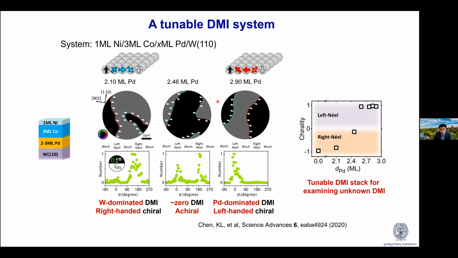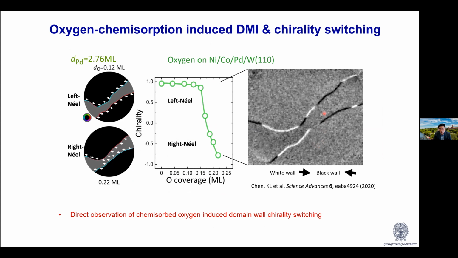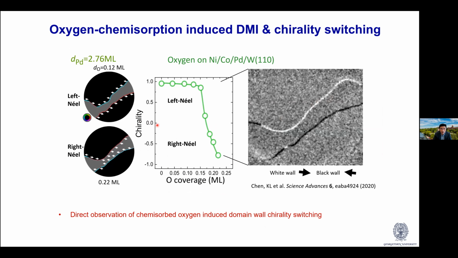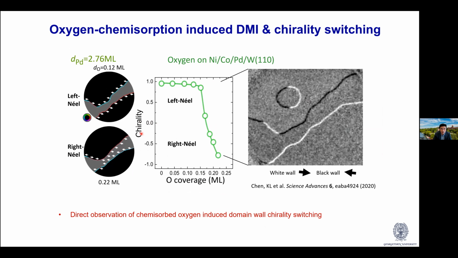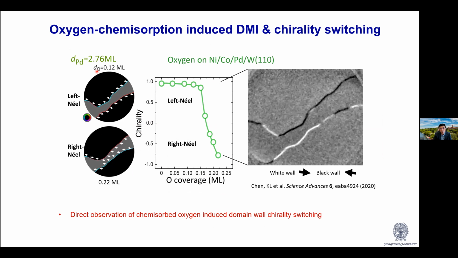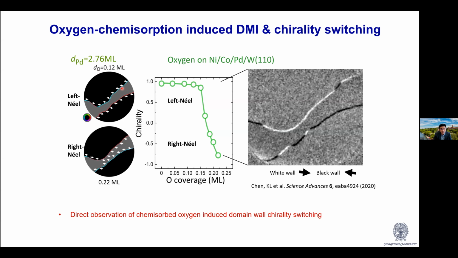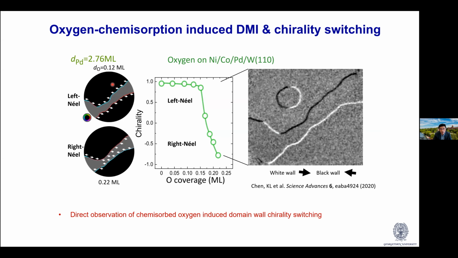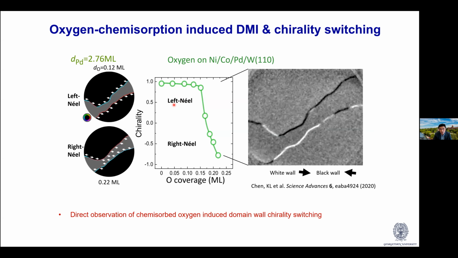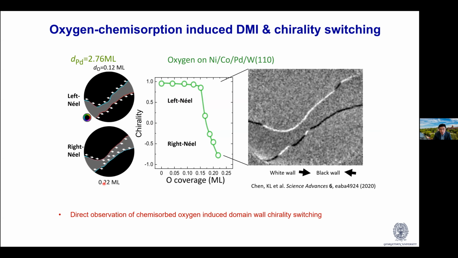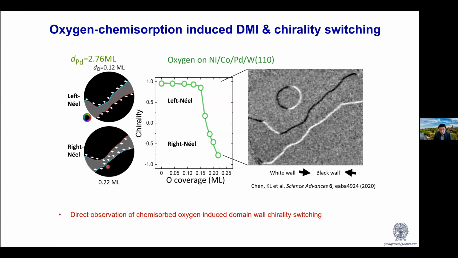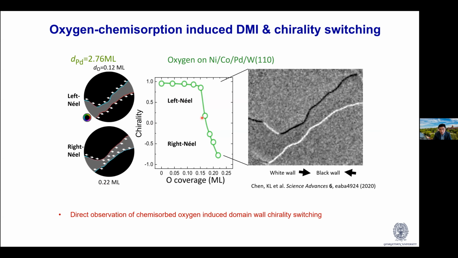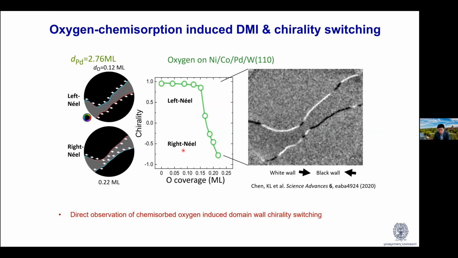And this is a video showing as we introduce oxygen, you will notice the contrast switches. Initially it was white at the bottom, black on top. As we introduce oxygen, the contrast switches. And if we take a closer look at the different frames, for example, when we only introduce 0.12 monolayer of oxygen, we see the arrows are all pointing from gray to black. This corresponds to a left-handed Néel wall. And as we increase the oxygen coverage to 0.22 monolayer, we see the exact opposite. Now the domain wall has switched to a right-handed Néel wall.